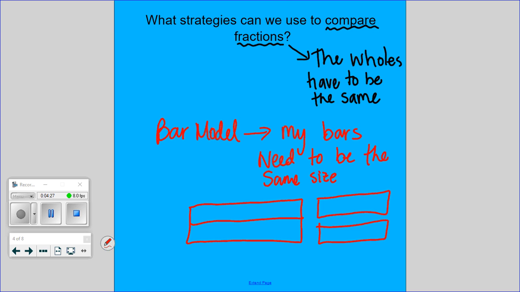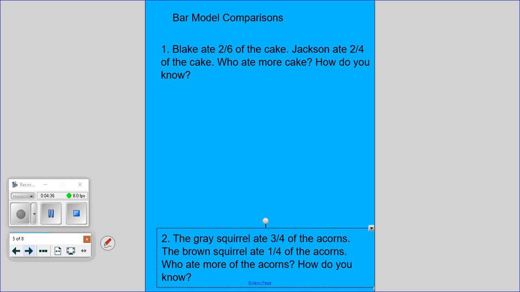Alright, so let's now go in and compare with our bar models. So number 1, Blake ate 2/6 of the cake. Jackson ate 2/4 of the cake. Who ate more? How do you know? We are comparing fractions. We are assuming the cake is the same size.